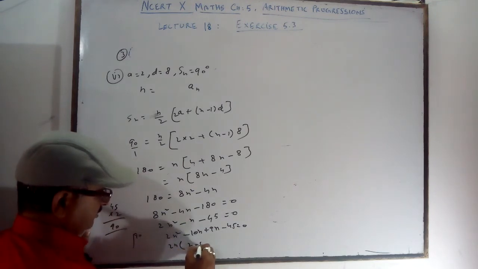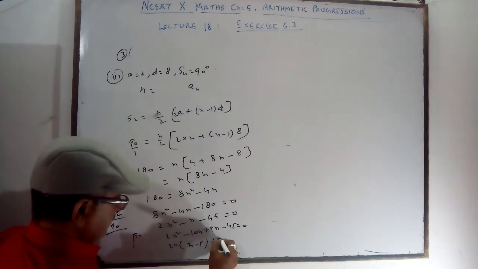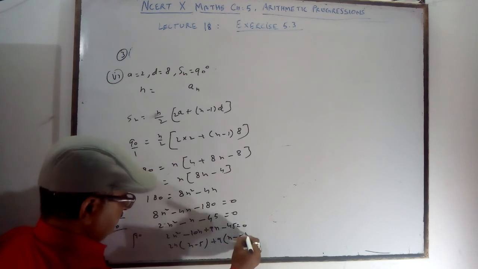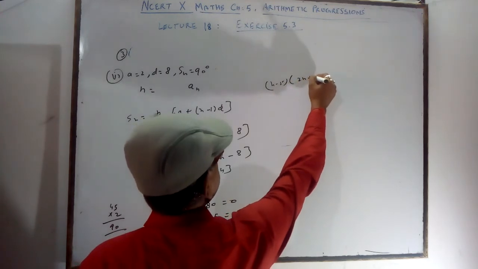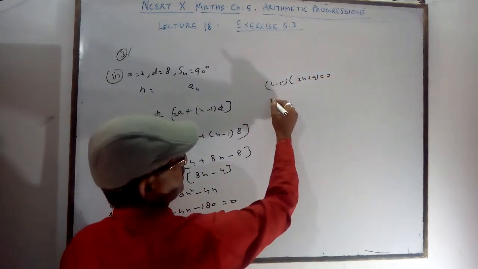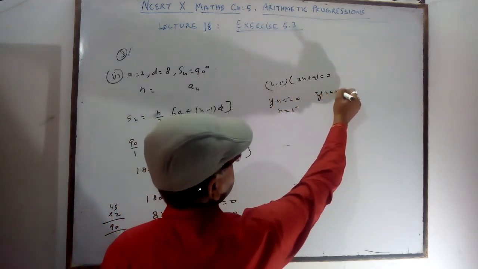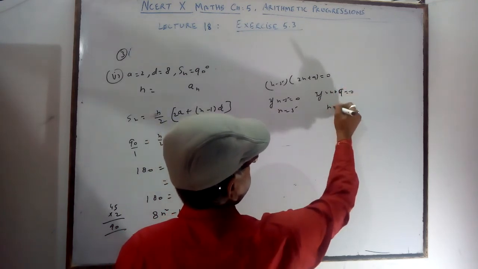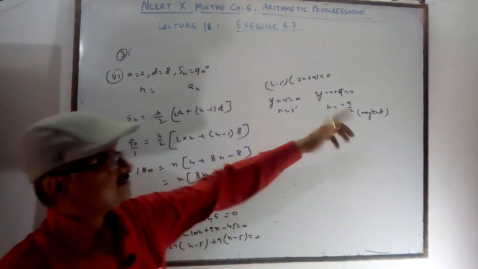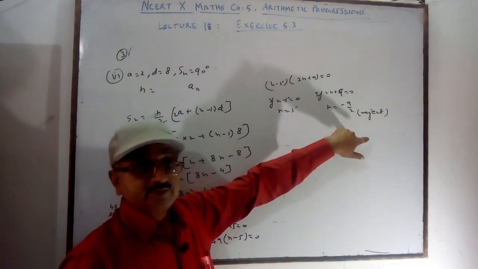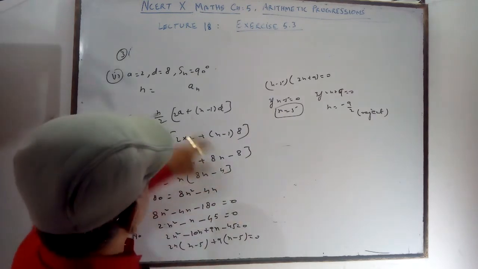2n common, n minus 5 plus 9 common, so n minus 5, 9 5 is 45. So what are you getting? N minus 5 in one bracket, 2n plus 9 is equal to 0. So if n minus 5 is equal to 0, then n is equal to 5. If 2n plus 9 is equal to 0, then n is equal to minus 9 by 2, it will be rejected. You must show it. It is not that you are not getting it, you must show why it is rejected, because it is a fraction and decimal. So one answer you are getting, number of terms is 5.